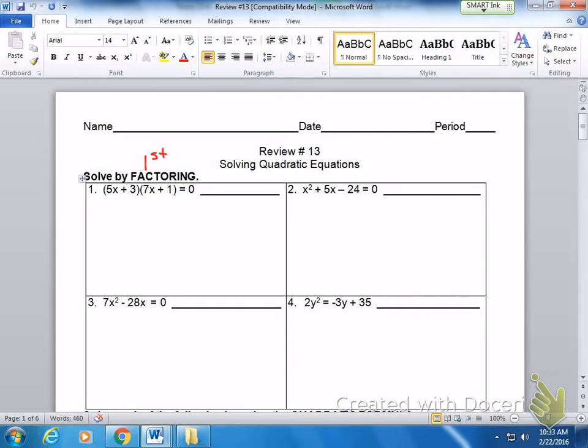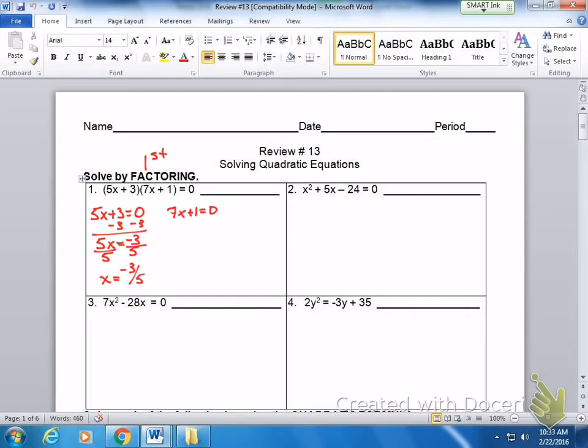So just number one real quick, if we're solving by factoring, it's already been factored for us. So all you have to do is set each of those factors equal to 0. Then we would solve, like on the first one. I could subtract 3 from both sides. That leaves me 5x equals negative 3. Then to solve for x, I divide both sides by 5. And I get one of my answers is negative 3 over 5.